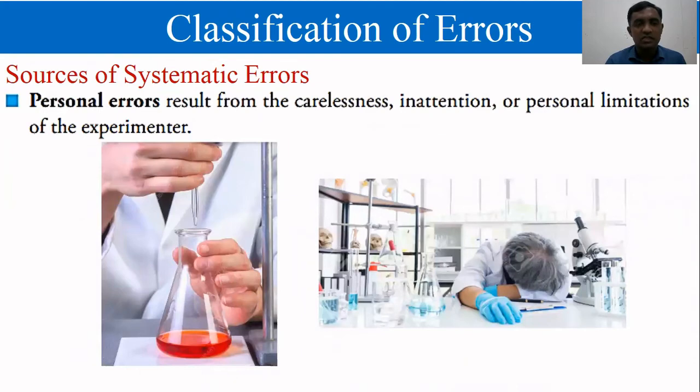Here you see that on the left-hand side there is a picture of a person who is attentively carrying out a titration, closely observing the endpoint. On the other hand, we find a student exhausted after working a long time. He is dozing off in the laboratory and missing whatever experiment he or she is doing. So careful attention and patience inside the laboratory is very important in reducing personal error. And no amount of prejudice or preconceived notions should be kept while carrying out an experiment.